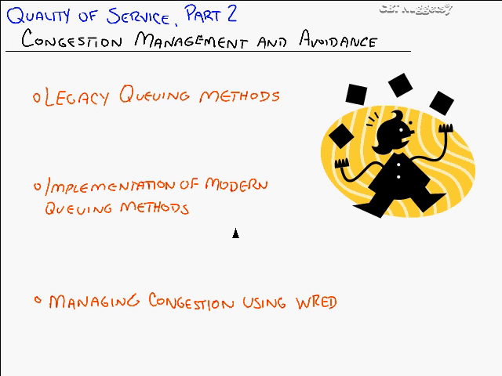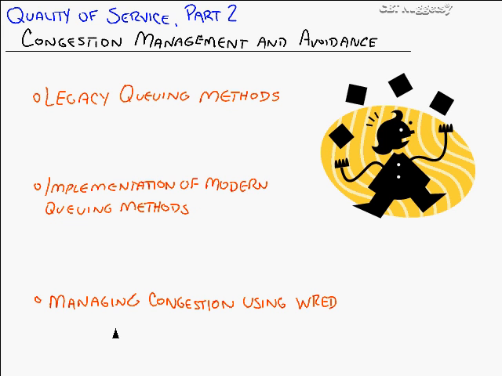The modern queuing methods, which include class-based weighted fair queuing and low latency queuing, are nothing more than hybrids of the legacy queues. So by understanding the legacy queues, you are really finding the building blocks that you're going to use to understand the modern queuing methods, and it will help you understand how to deploy them and what strategies you should use.